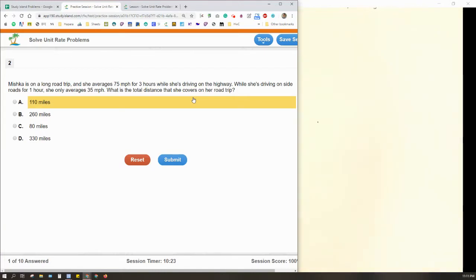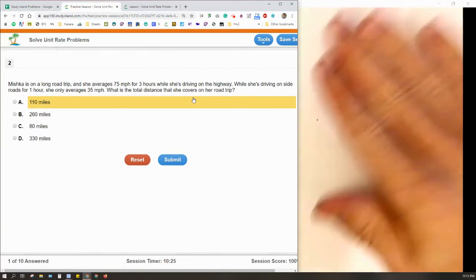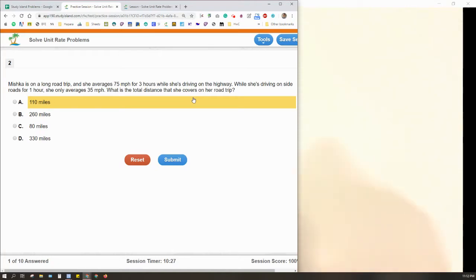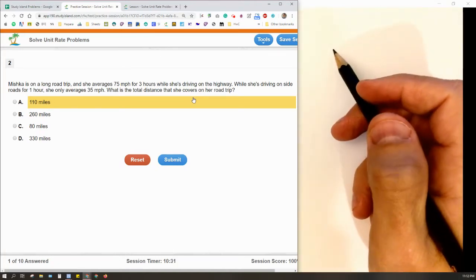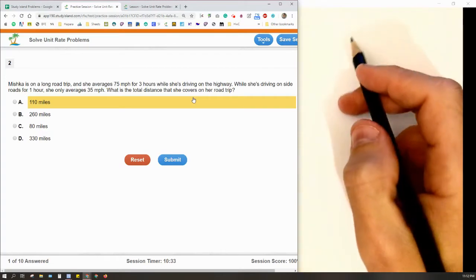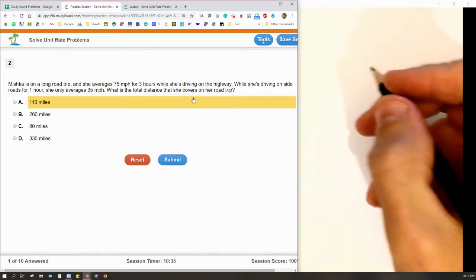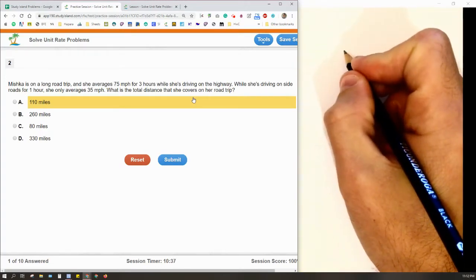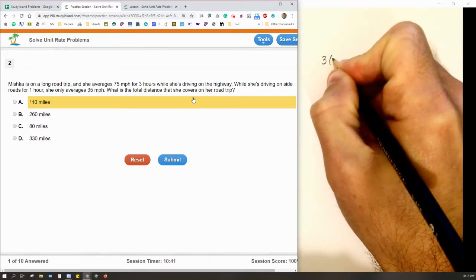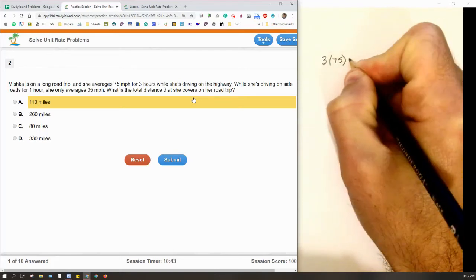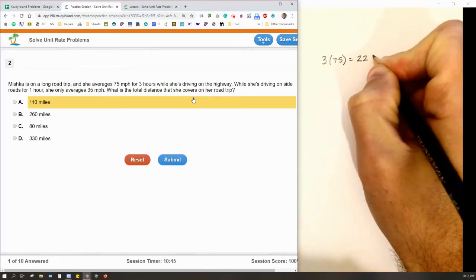Okay. So this time they tell us her rate of speed. They give us 2 rates of speed. One's 75 miles per hour for 3 hours. If we travel for 3 hours at 75 miles per hour, the way we calculate how far we've gone is that we say 3 times 75, and that equals 225.